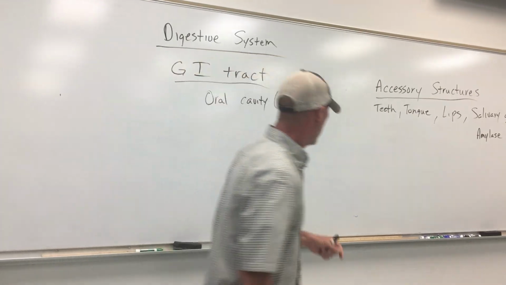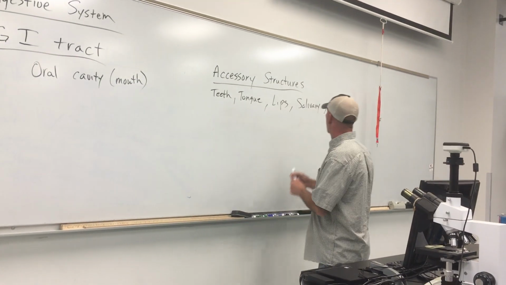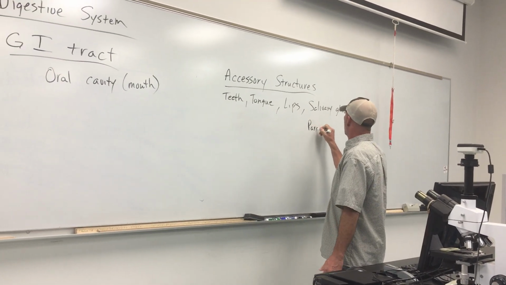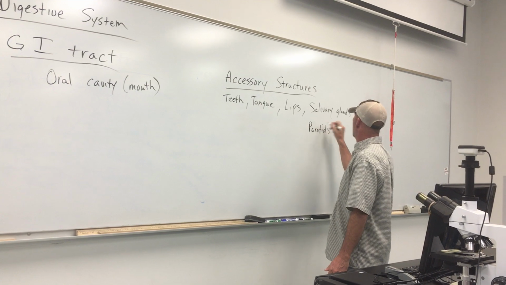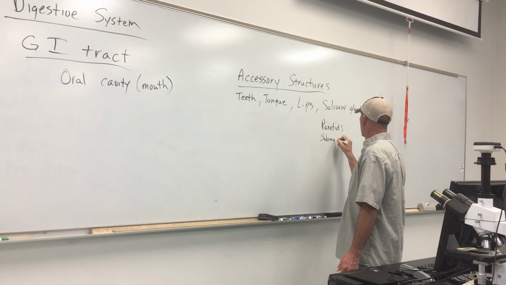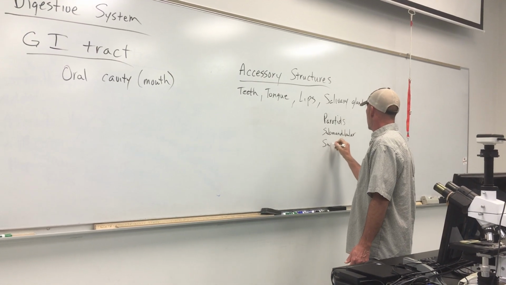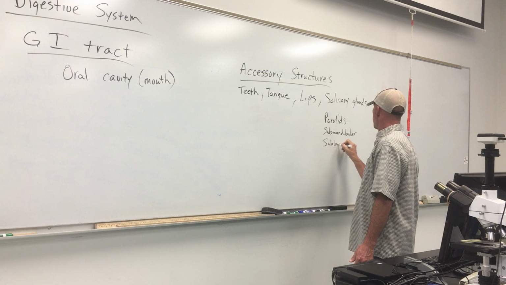We have 3 sets of salivary glands. I'd like you to know those 3 sets. We have parotid, we have the submandibular, and we have the sublingual.